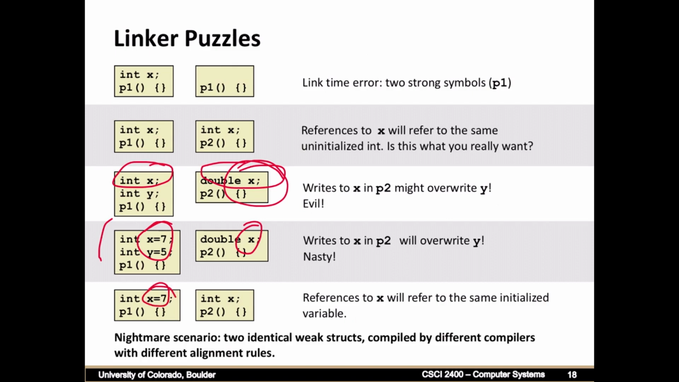So there's a nightmare scenario. Maybe you have two identical weak structs compiled by different compilers that have different alignment rules. Again, the symbol is just the name, the label of the symbol, and the size, and it'll pick one of them arbitrarily if it's not initialized.